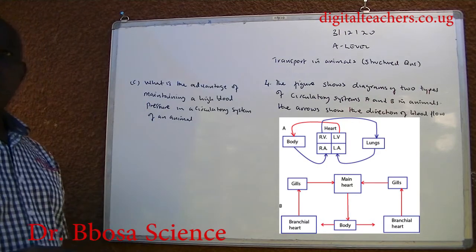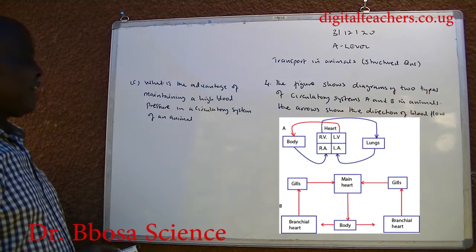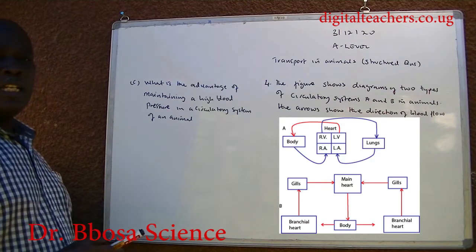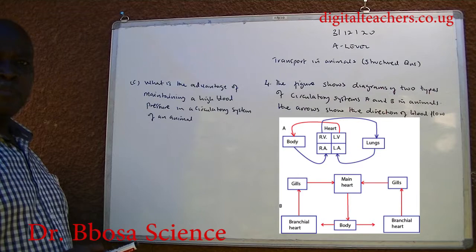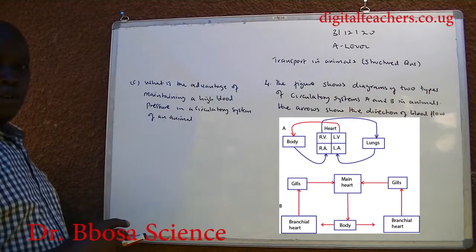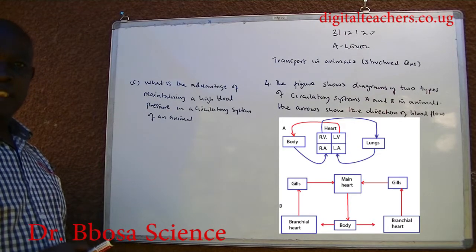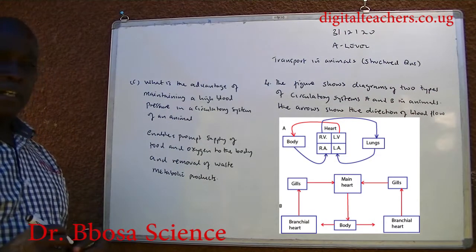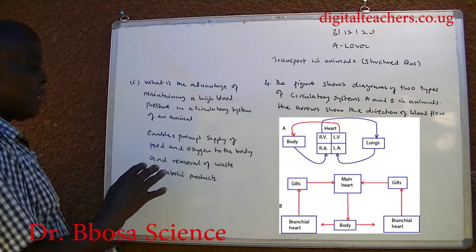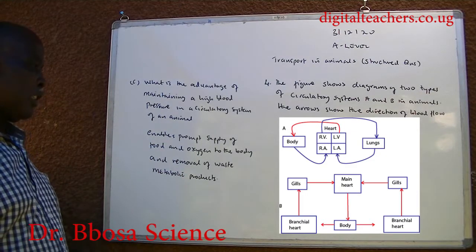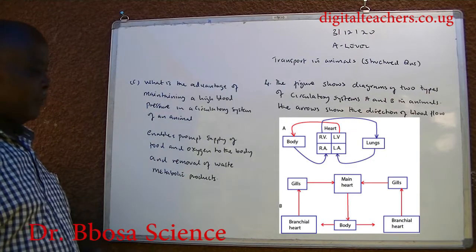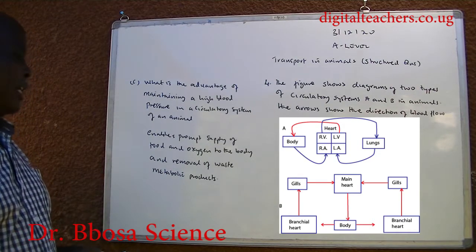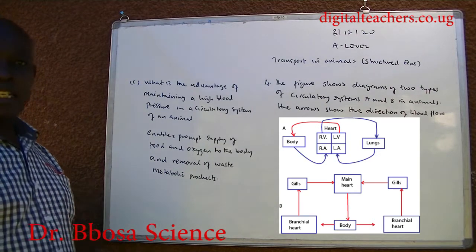C. What is the advantage of maintaining high blood pressure in a circulatory system of an animal? You can pause and answer. High blood pressure enables prompt supply of food and oxygen to the body and removal of waste metabolic products.